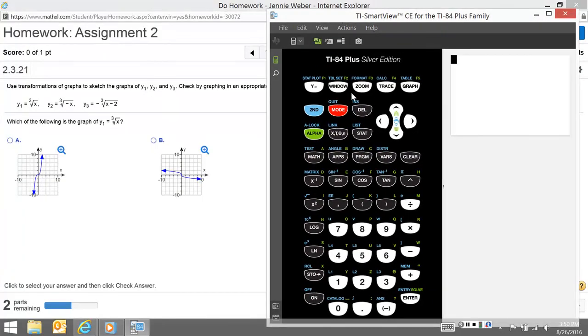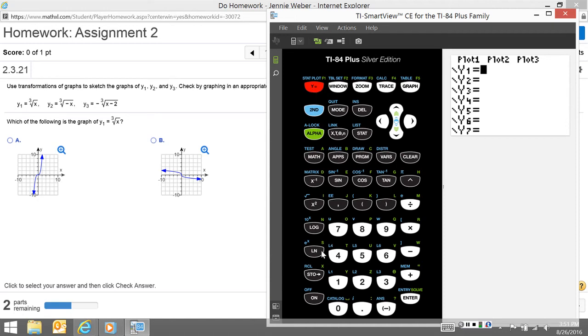So I'm going to start. I want to graph first y1, so the third root of x. So I'm going to go here to this y equals, and I'm going to plug in my equation. Now you always want these set to y equals.